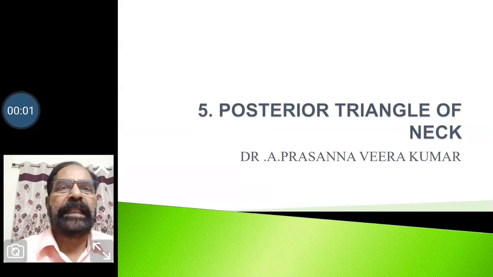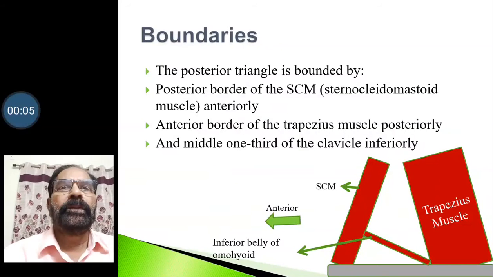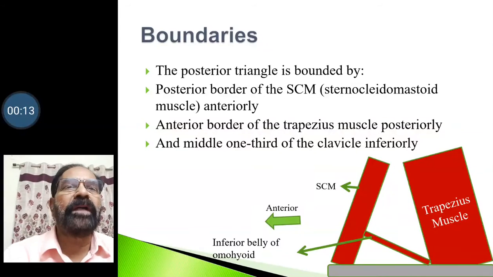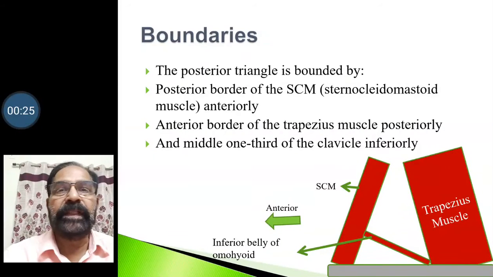Posterior triangle of neck. So the boundaries of the posterior triangle, you can see in the picture, are: anteriorly, the posterior border of sternocleidomastoid; posteriorly, the anterior border of trapezius muscle; and inferiorly, the middle one-third of the clavicle.